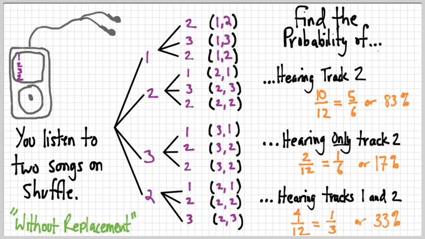So, interesting little experiment here. This is something you can try on your own. If you like certain songs better than others, but you still want to hear a bit of variety, then this is an interesting thing to play around with. And this is a great example of when a tree diagram helps you to figure out what's going on here.